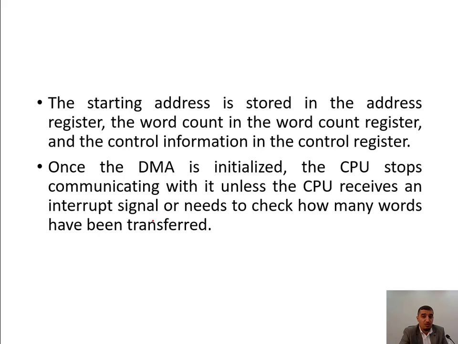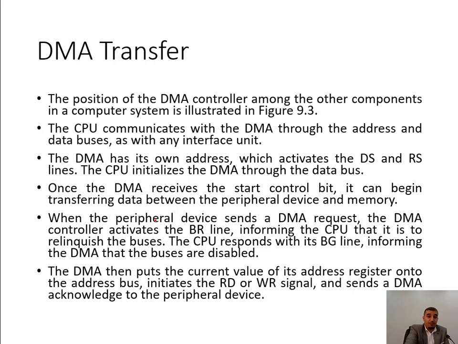The starting address is stored in the address register. The word count is stored in the word count register, and the control information is in the control register. Once the DMA is initialized, the CPU stops communicating with it unless the CPU receives an interrupt signal from it or from any other peripheral device.